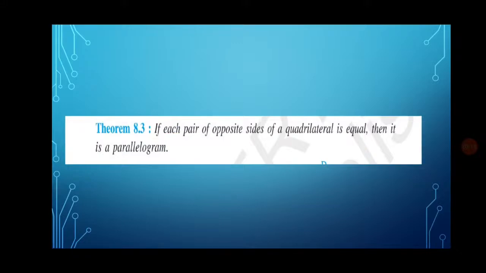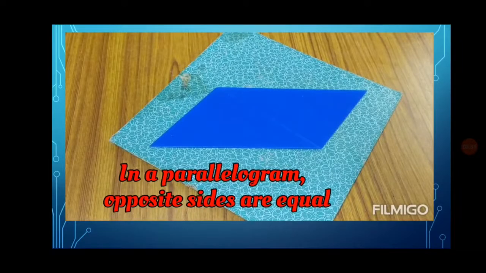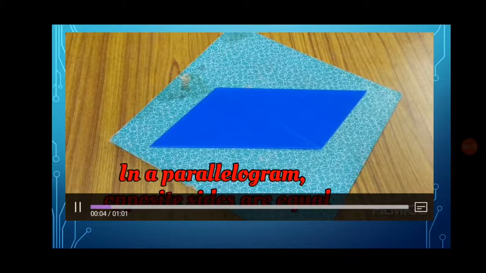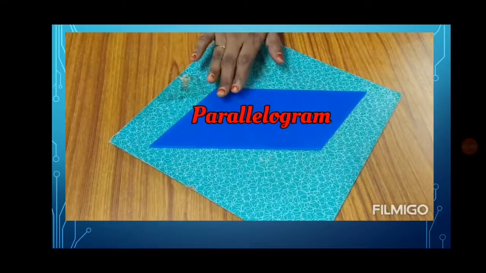If we don't know whether it is a parallelogram or not, how can we check? We can measure the opposite sides. Then if it is equal, it is a parallelogram. If it is not equal, it is not a parallelogram. We'll just see this through an activity. In a parallelogram, opposite sides are equal. I have taken a parallelogram here. We'll check the opposite sides.